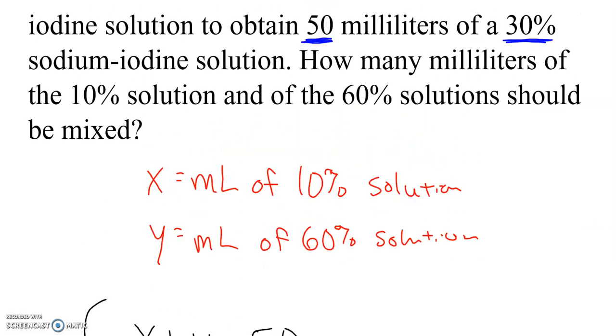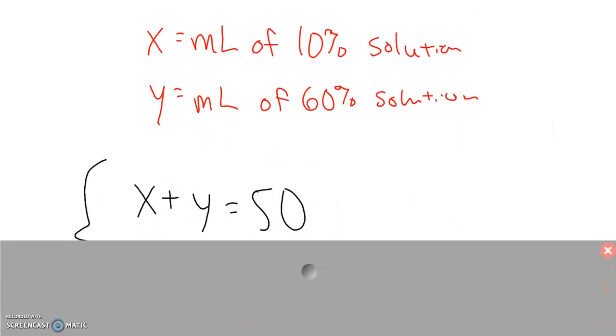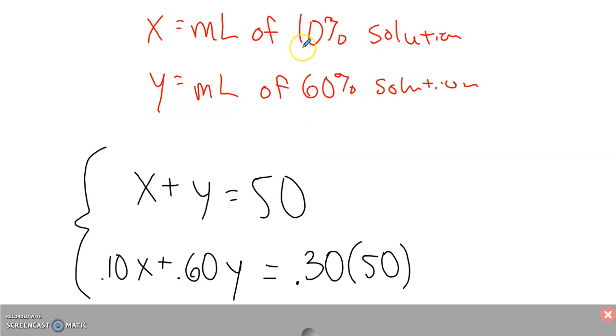Now the next equation is a little more complicated because it's dealing with a percentage. When I combine these two things, I want it to be this strong, or have 30% sodium iodine. So here's how that works. Basically what I do is I take this amount of milliliters multiplied by its percentage and add it to this amount of milliliters multiplied by its percentage. So my equation is going to be 10% of x plus 60% of y.